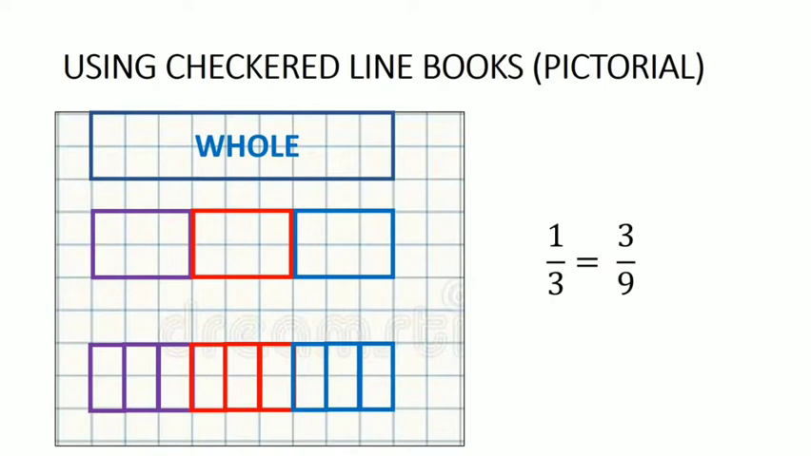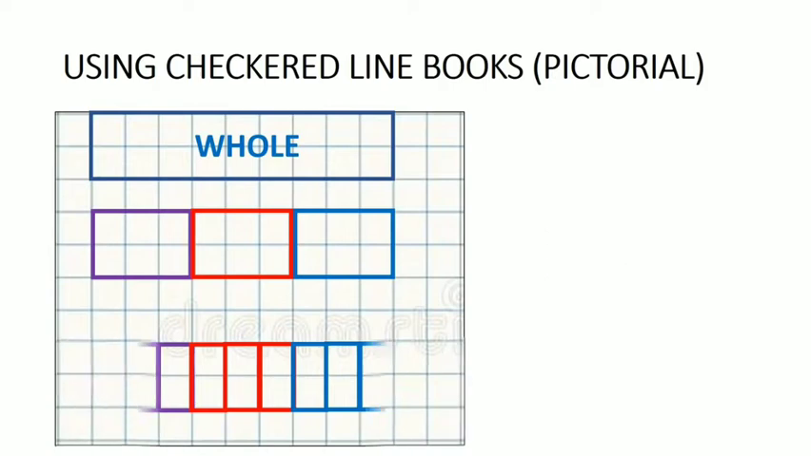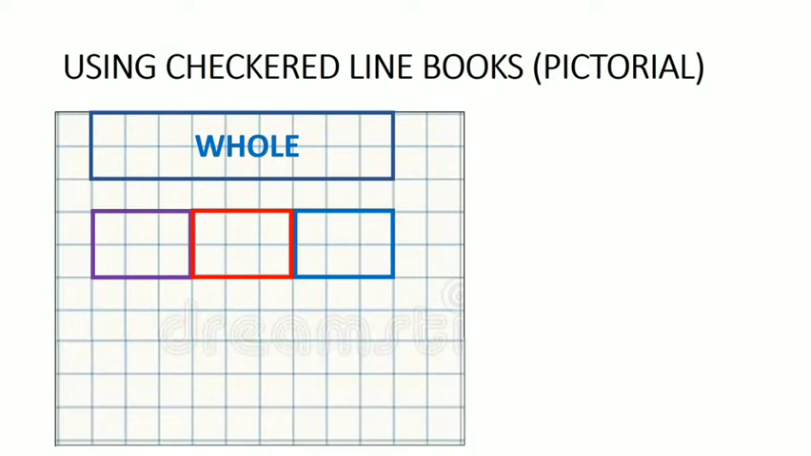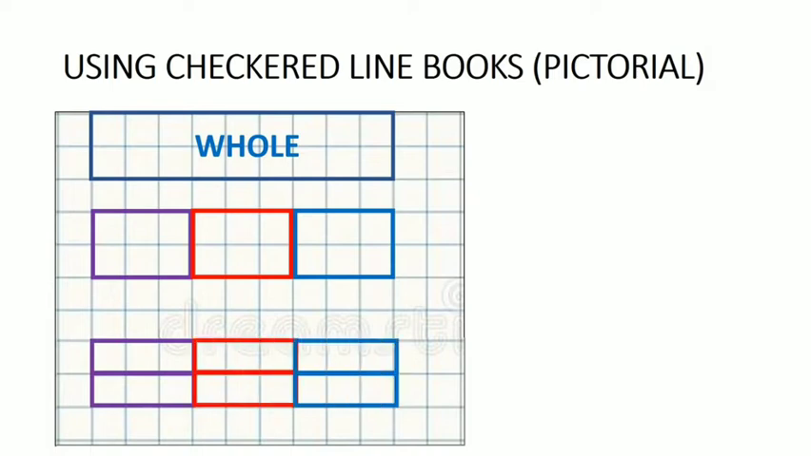Let us see if we can derive some more equivalence. If I were to take the purple section once again and divide it equally into 2 parts, and also do the same for the red section and the blue section, then the total number of parts would be 6. So 1/3, which is the purple section, would be equivalent to 2 out of a total of 6.